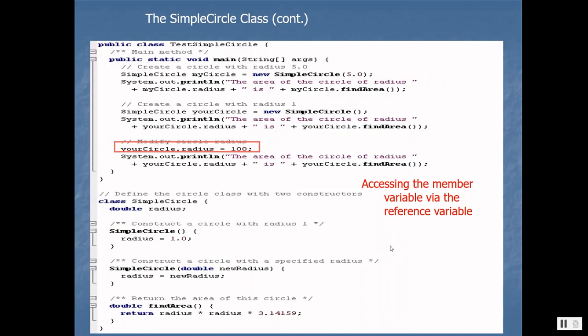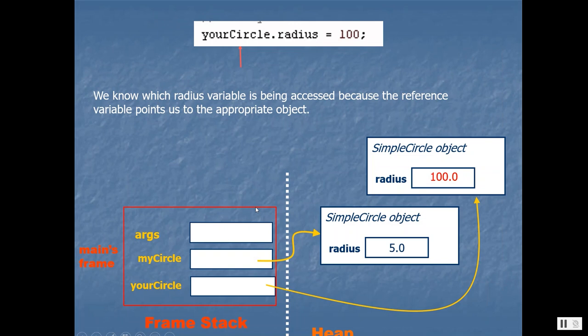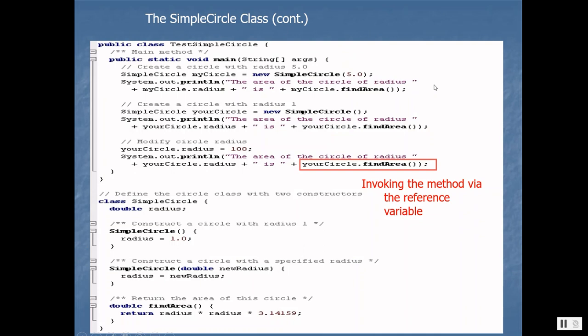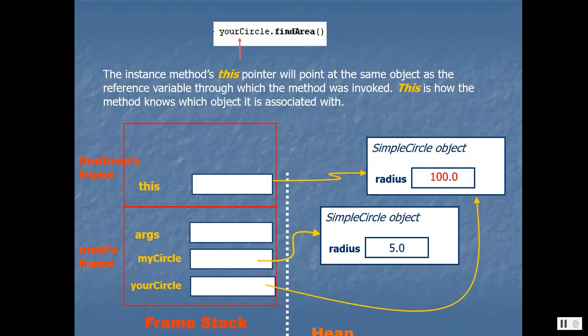So here's an example of being able to access the radius variable and put 100 in it. So therefore we have 100 being put into there because it's your circle.radius that gets the 100. So it's this reference's radius that gets the 100. And then the find area on the other one. And so find area is called again, same exact method, but now was invoked with respect to your circle so that this pointer is pointing at the same thing that your circle was pointing at. And that was basically what was taking place in memory.